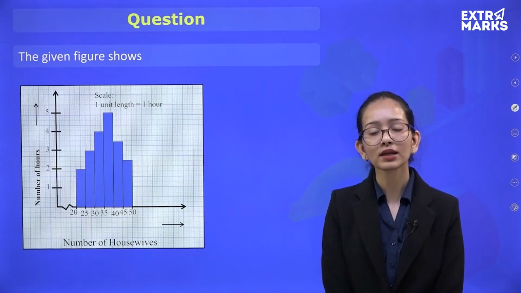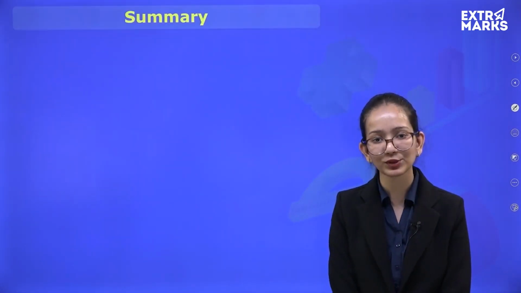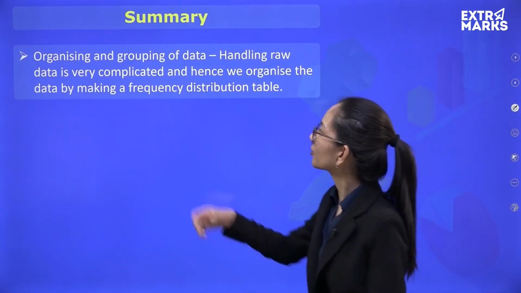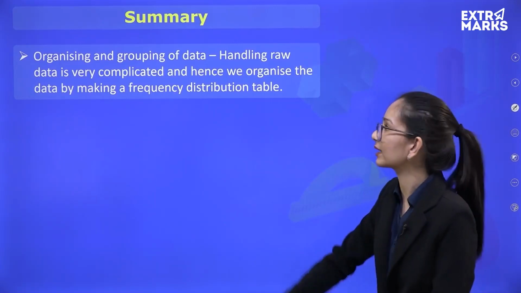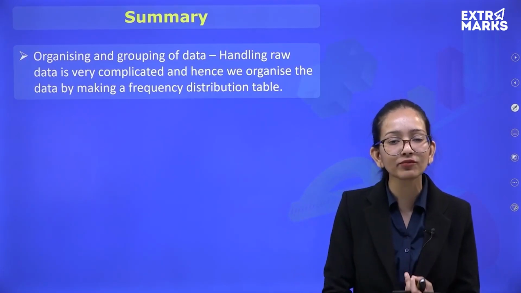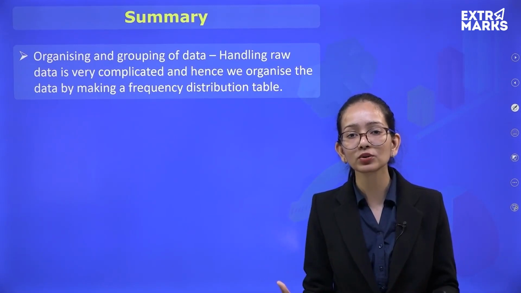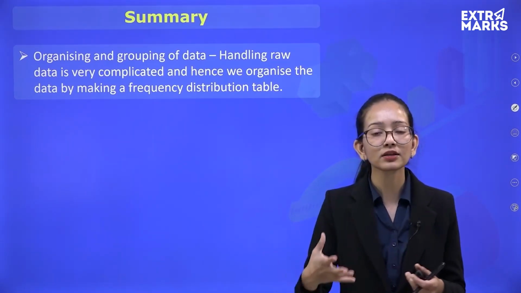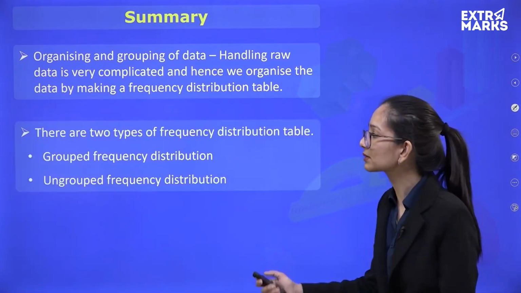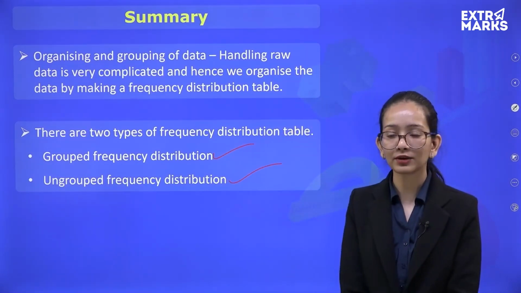We have studied all kinds of graphical representation. Now let's summarize all the points which we have discussed today. So first, we have learned organization of data, organizing and grouping of data. Handling raw data, you know that it is very complicated, and to extract the information from it is also very complicated. That's why we always try to organize the data either in the form of a grouped frequency distribution table or in the form of an ungrouped frequency distribution table. So we have two types of frequency distribution table, grouped and ungrouped.